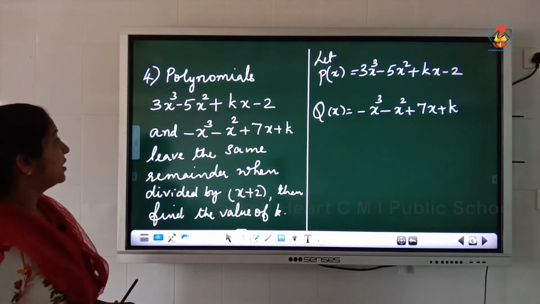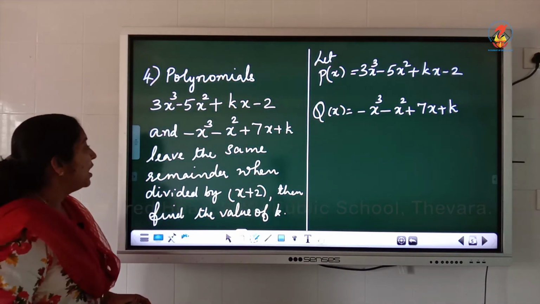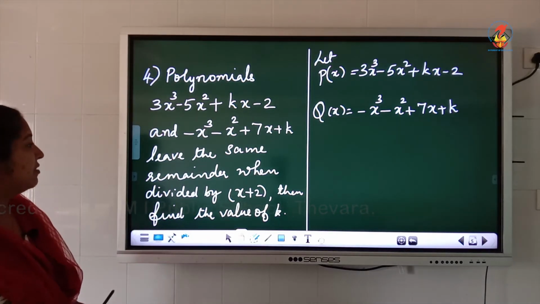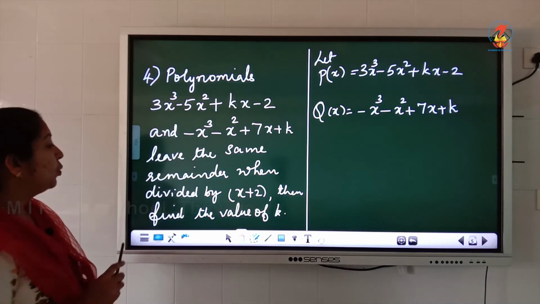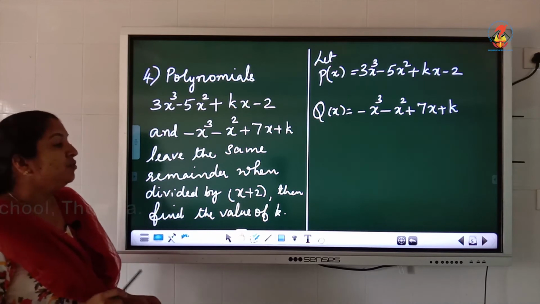Polynomials 3x cube minus 5x square plus kx minus 2 and minus x cube minus x square plus 7x plus k leave the same remainder when divided by x plus 2. Then find the value of k.